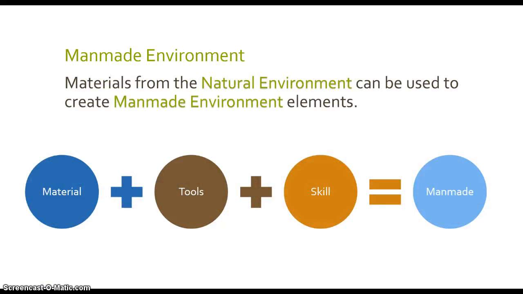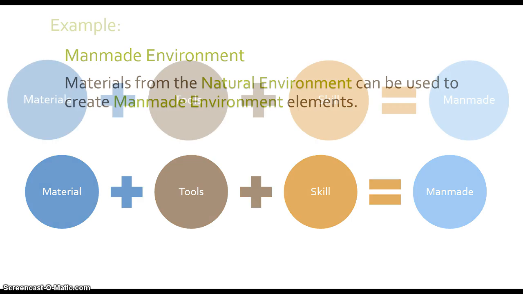In order for us to have the man-made items, we need to have a couple of things to put together. The first is materials. We need materials in order to create the item. We need tools to help us build or construct it. We need to have skills, or the people creating the man-made items need to have the skills necessary in order to create it. And with all three of those combined, we'll get the object. Now, let's look at that in some examples.